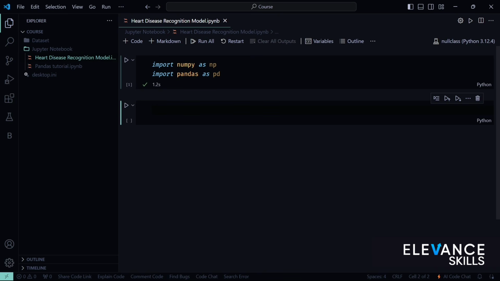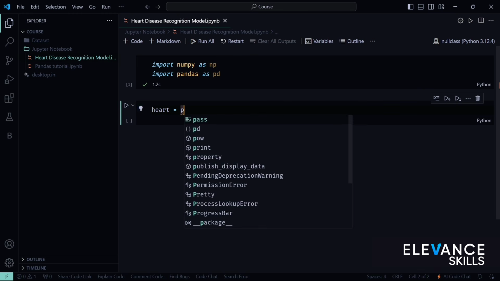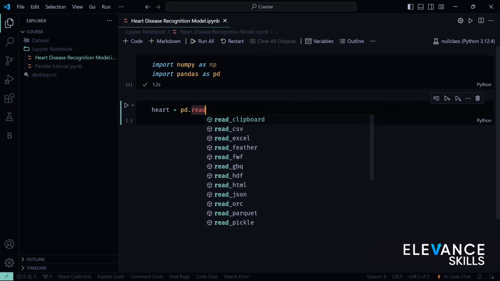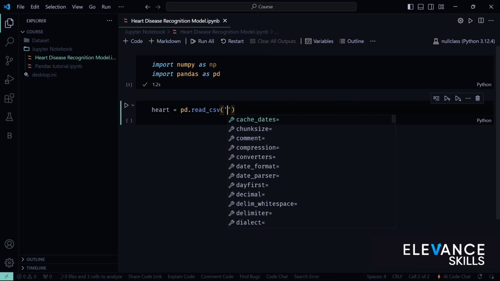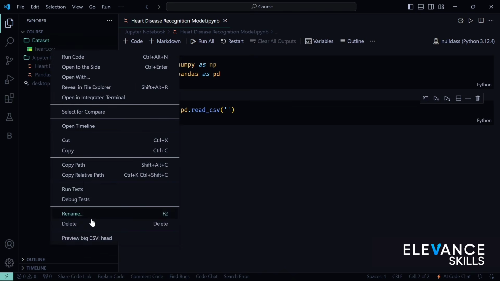Now that we've imported our libraries, the next step is to load our dataset. We're working with a CSV file named heart.csv that contains data related to heart disease. Here I'm using the read_csv function from Pandas to load the dataset into a data frame called heart.